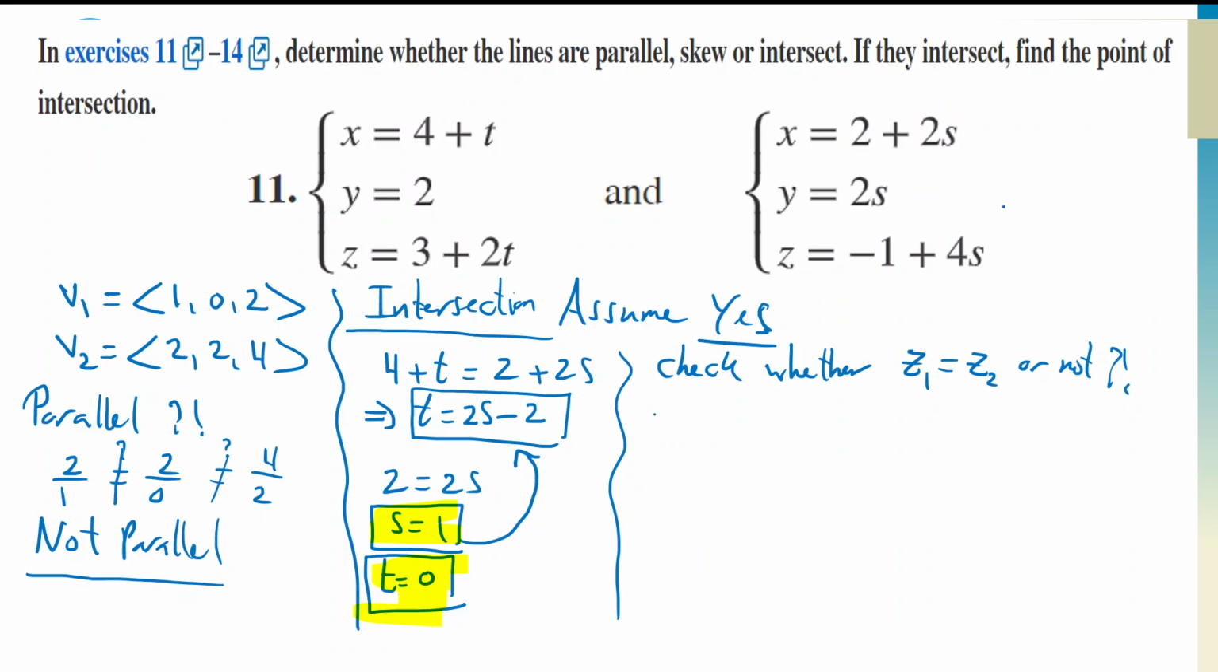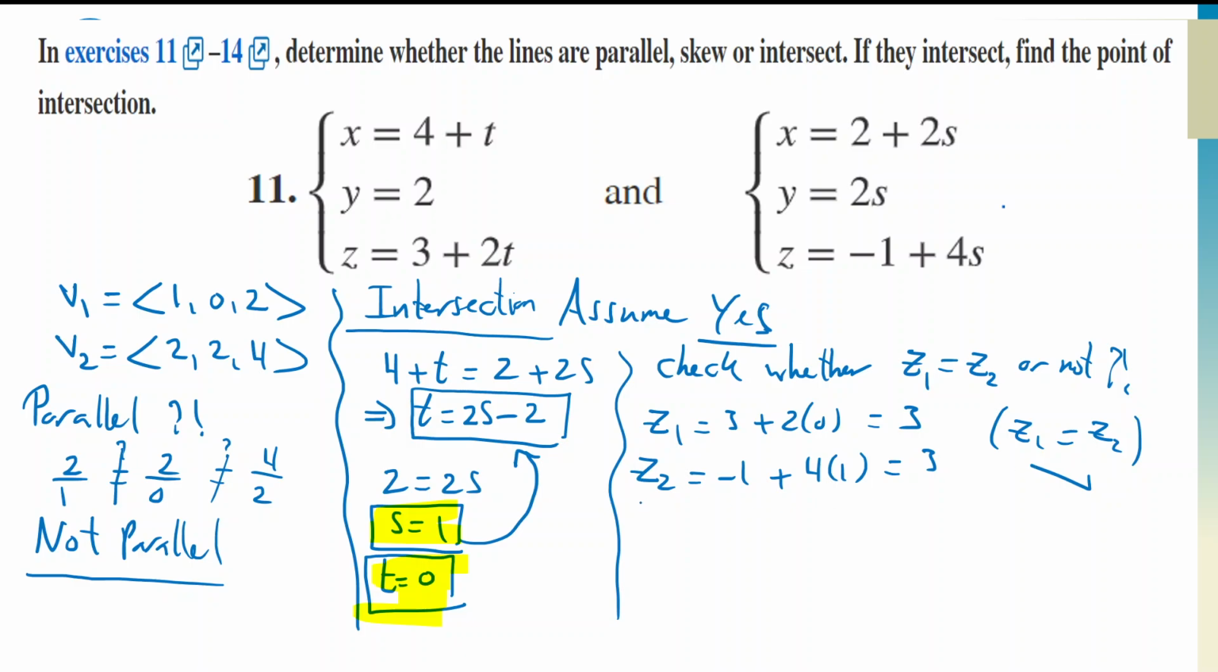Okay, let's check z1. z1, this is with t. So this is 3 plus 2 times 0, and this equals 3. Check z2. This one with the s. It's negative 1 plus 4 times 1, and this is again equal to 3. Oh, they are equal to each other. So z1 equals z2. Yes, so they do intersect.